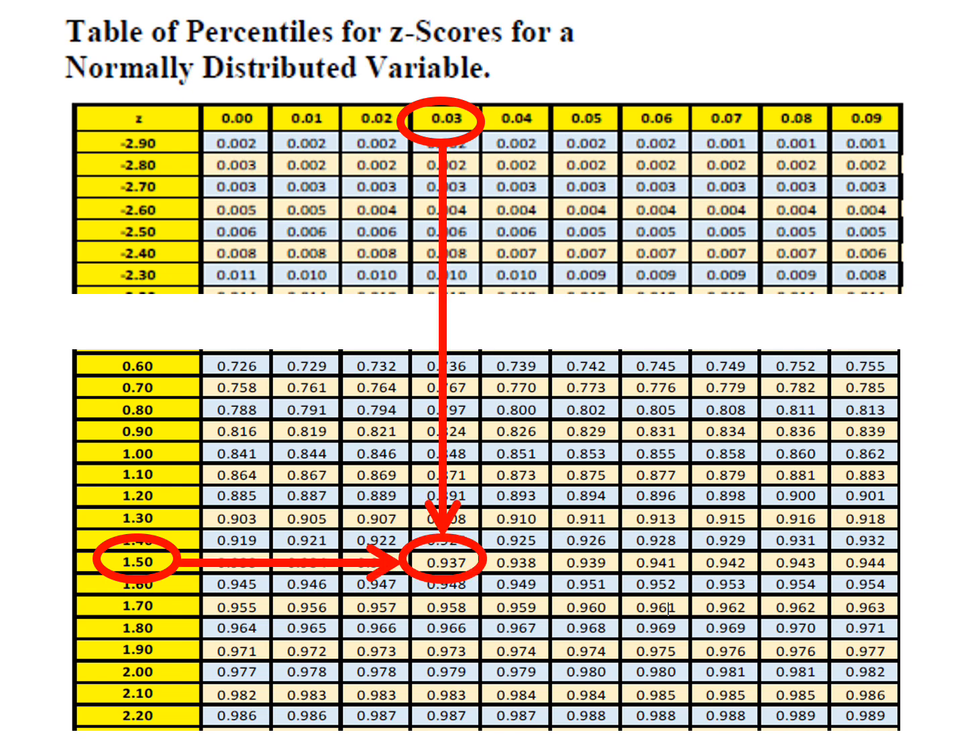Now we find the percentile equivalent to 1.53. We draw one arrow from 1.5 and another arrow from 0.03. The two arrows meet at the number 0.9370. This is the percentile we are looking for. A z-score of 1.53 is equivalent to a proportion of 0.937, which is the same as a percentile of 93.7%.